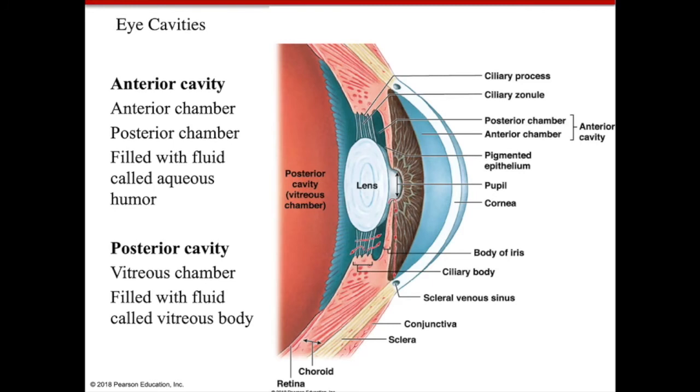So the eye is divided into cavities. There is an anterior cavity and there is a posterior cavity. The anterior cavity is in front of the eye, and the posterior cavity is behind the lens. The posterior cavity has something called the vitreous body. It looks like gelatin. It feels like gelatin.